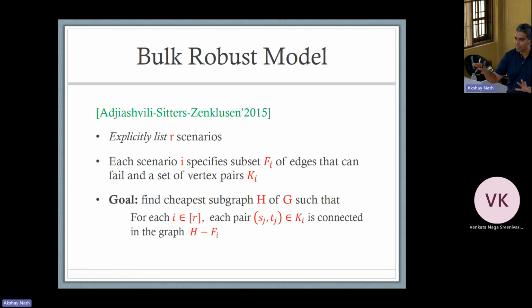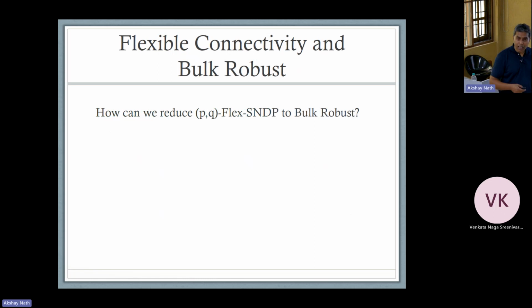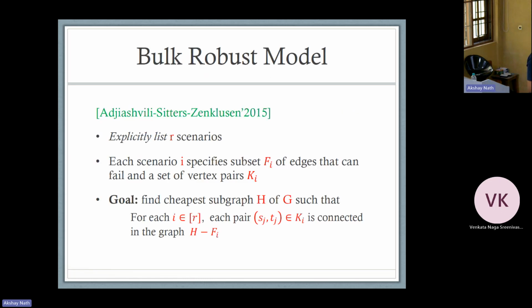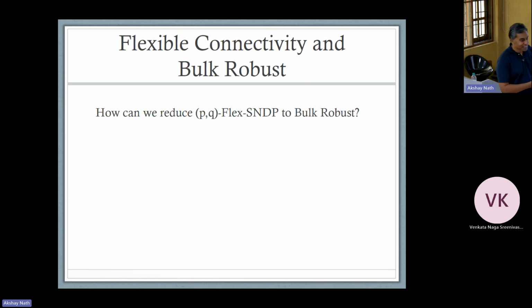It's a very different way of thinking, right? Where I can specify arbitrary correlations in this model. Okay, so that is the bulk numbers model. It's very, very general. Now here is a quiz. It generalizes the previous one. Okay, that's the quiz. So how can we reduce PQ flex SNDP to this model?